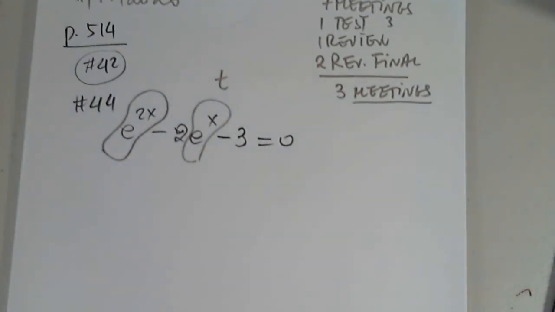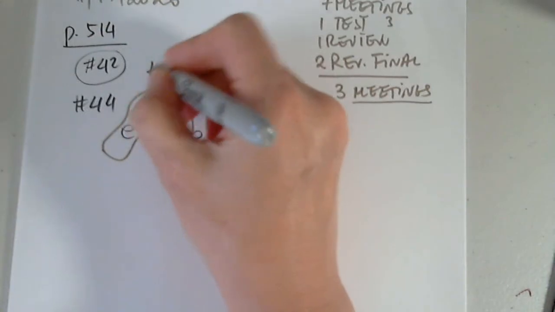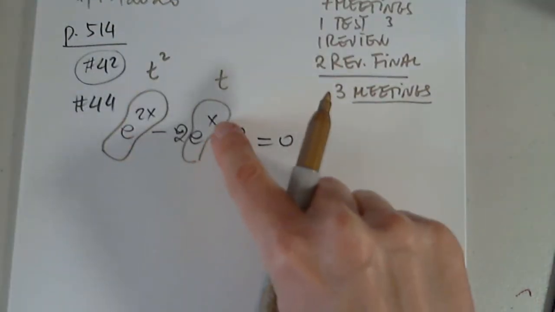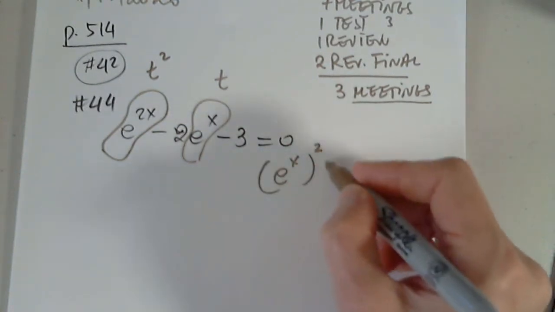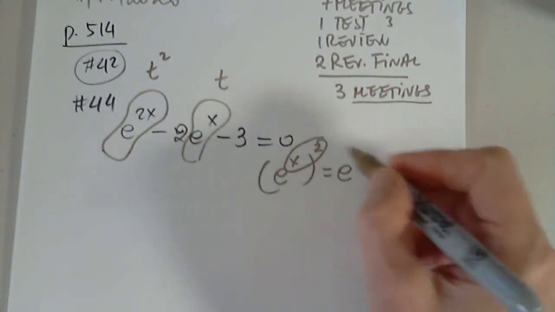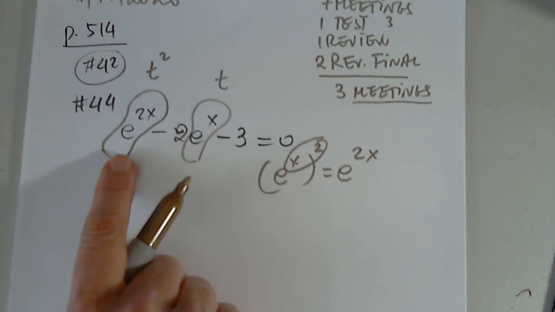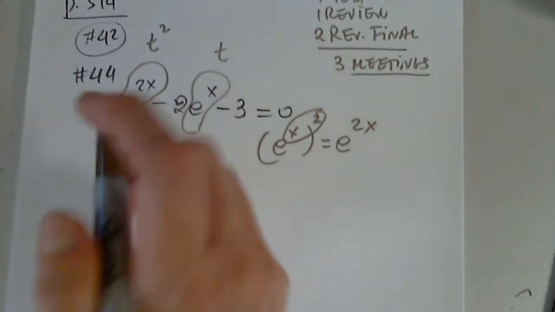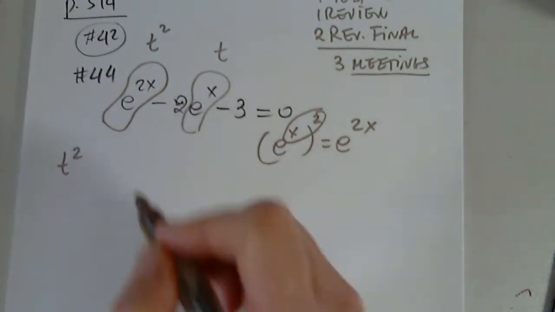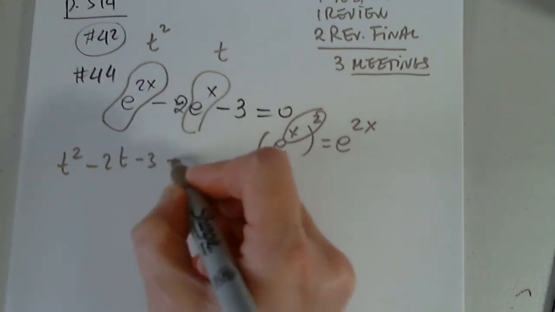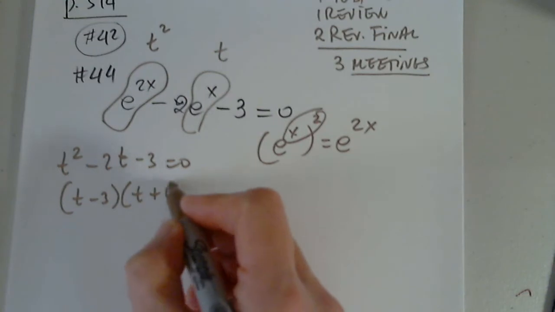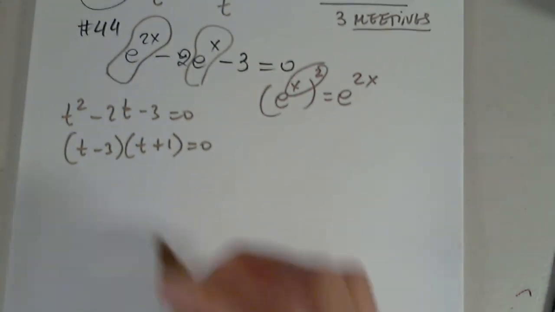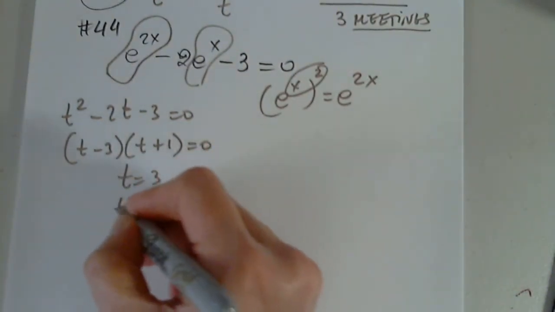By what? T squared. E to the x. If I square e to the x, I copy the base, multiply the exponents. And that's how I get the t squared. Knowing that, then I have t squared minus 2t minus 3 equals 0. We know how to factor this into t minus 3 and t plus 1. So we do have two solutions in t.